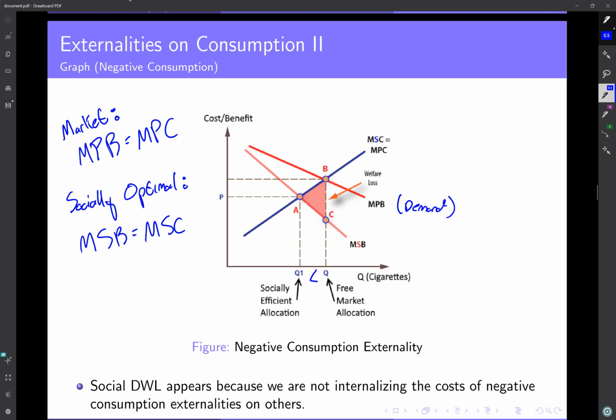Okay, so what else can we learn from this? Well, again, we can try to figure out what the welfare loss is. What's our deadweight loss? Our social deadweight loss. And we're just going to do the same thing we did before. Okay, so we can say, well, what's our social benefit?